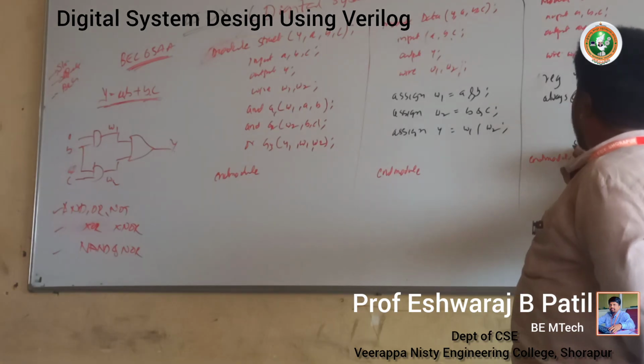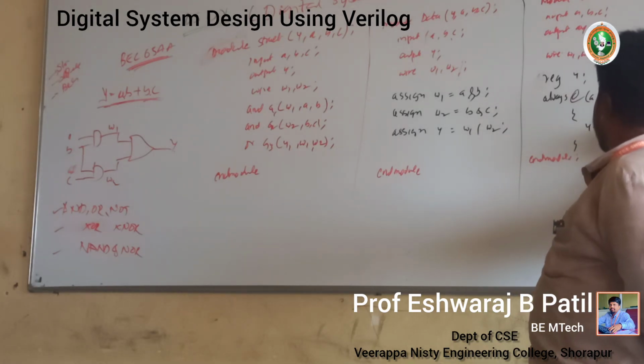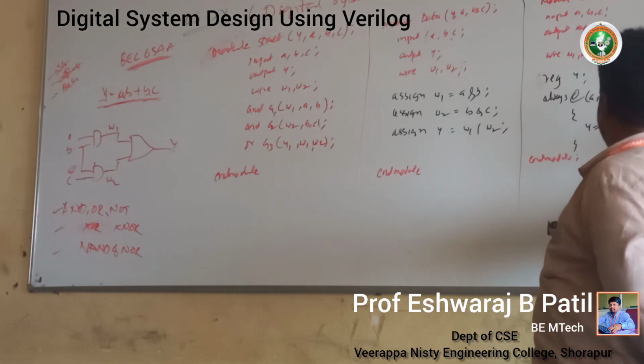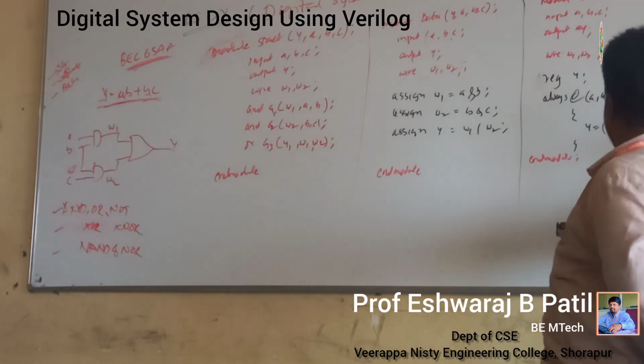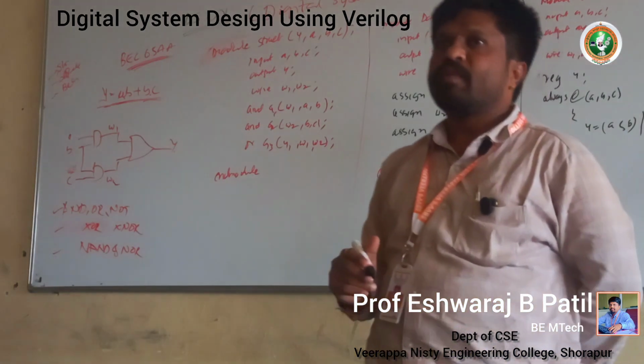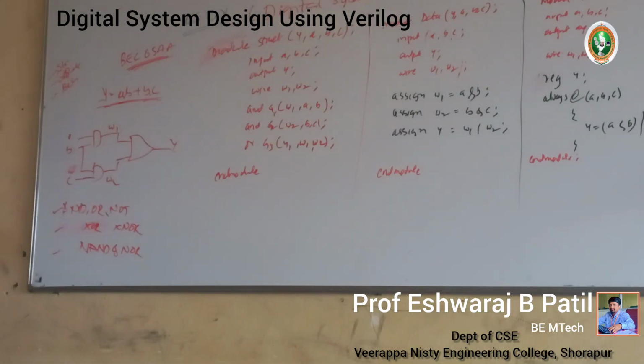Okay, then write some logic in between. Y equals A AND B, B AND C. This is what we are writing with the straight line. Whatever programs we have written in three ways, we are getting the same output, but with a different approach.